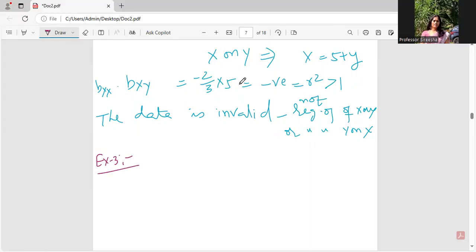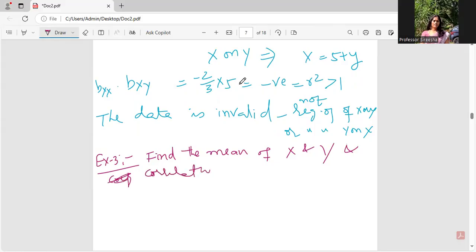I'll just show it in this problem and then close this video. Find the mean of x and y and the correlation coefficient from the following regression lines. What are the regression lines? Let me write.